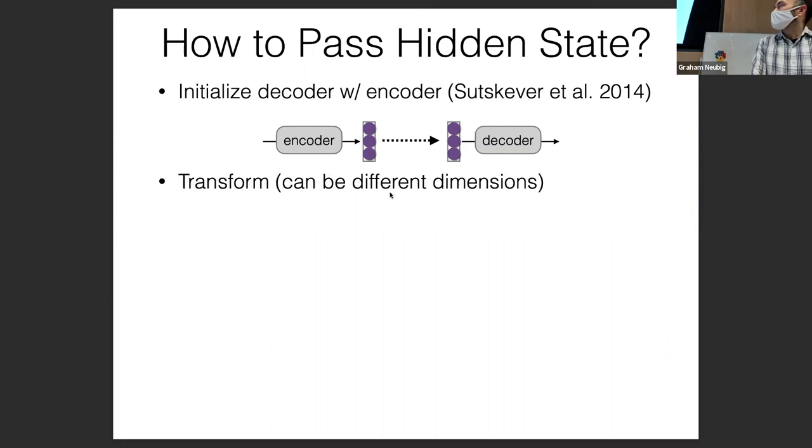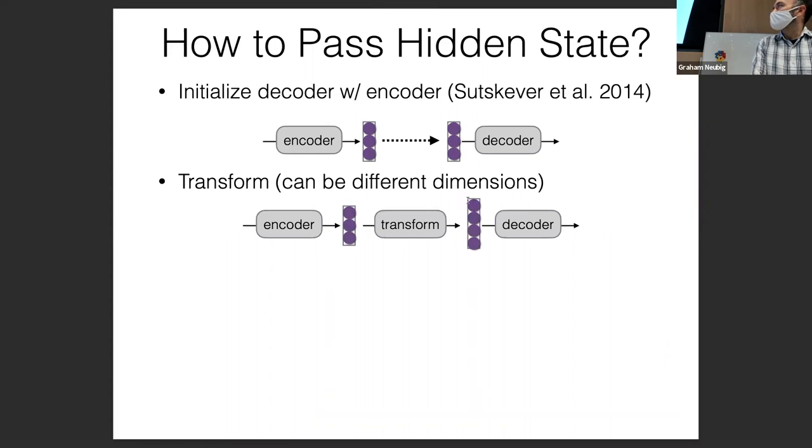Another thing that you can do is take the input, transform it in some way, and feed it into the decoder. This allows you to have encoders and decoders of different dimensions, because if you just do the direct initialization, then the encoder and decoder would have to have the same dimension, but here you can transform it to be larger or smaller, for example.